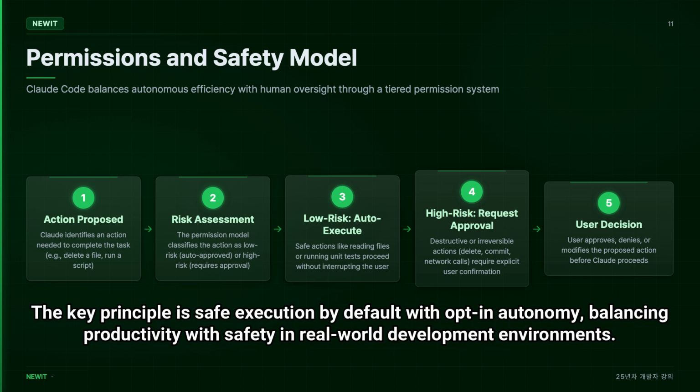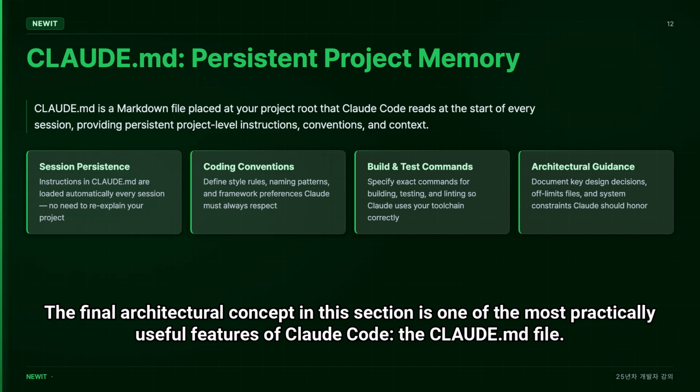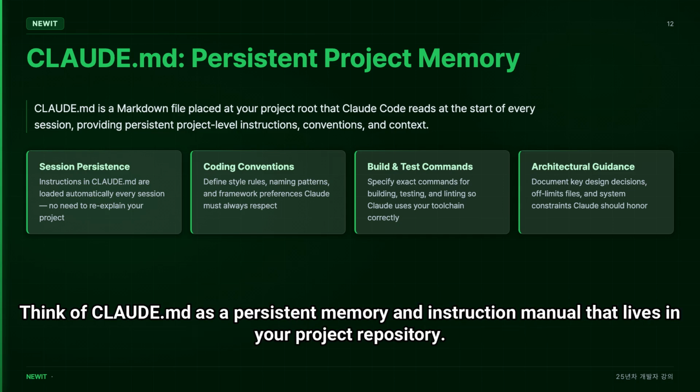The key principle is safe execution by default with opt-in autonomy, balancing productivity with safety in real-world development environments. The final architectural concept in this section is one of the most practically useful features of Claude Code, the KeyLayout file. Think of KeyLayout as a persistent memory and instruction manual that lives in your project repository.